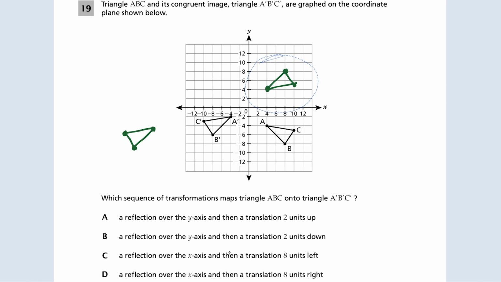But then after we reflect over the x, we're either translating left or right. But the problem is if I go left or right, there's no way I'm going to be falling on top of this triangle A prime, B prime, C prime. So the choices C and D are out.